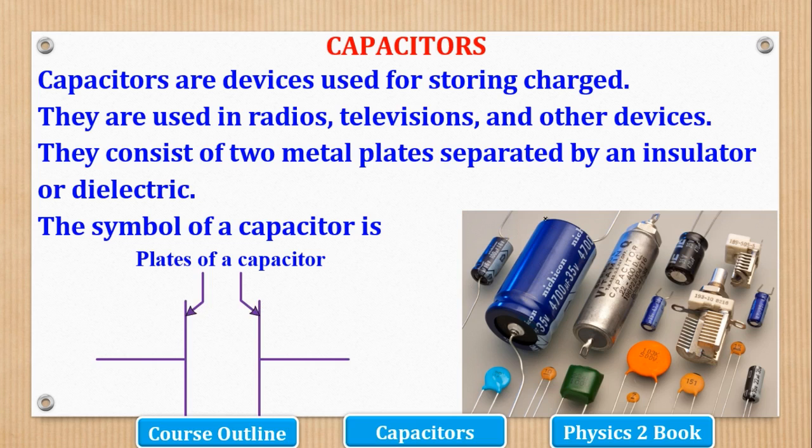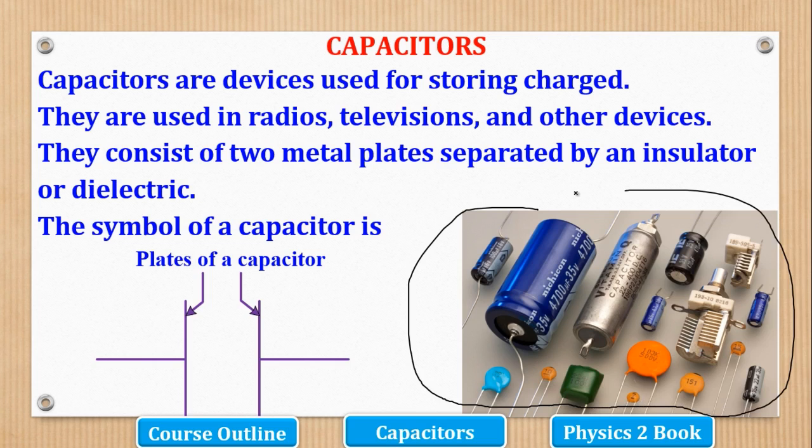And now what you see here is a diagram of real life capacitors. These are various types of real life capacitors. I think if you open your radio, you'll be able to see most of these gadgets here. Those are what we call capacitors, and the main aim is to store charge.